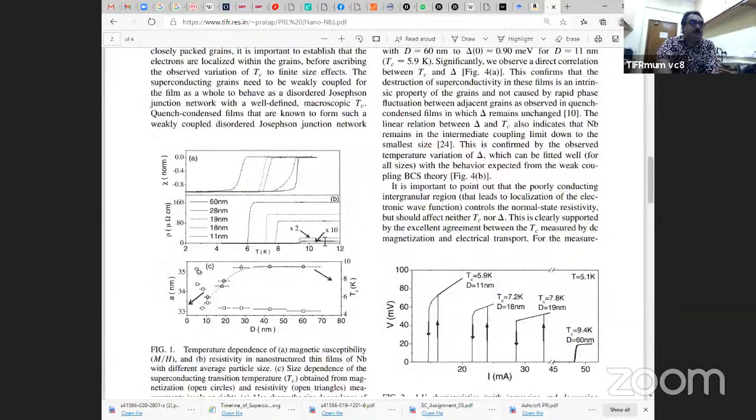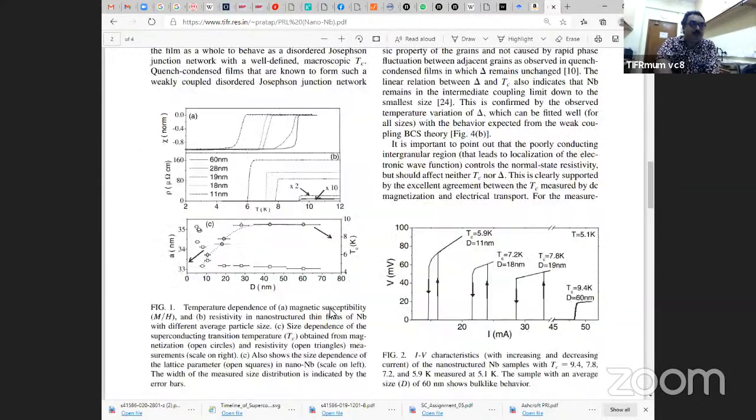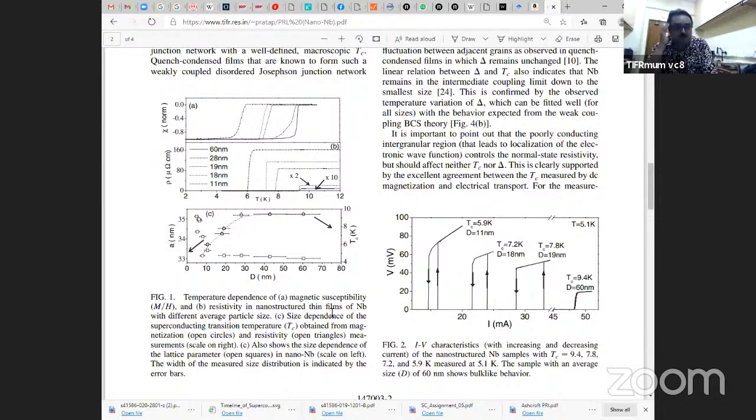So, for example, you start with niobium films. These are niobium films that are deposited with sputtering, but they are not, let's say, smooth uniform films. These are small particles that come in contact with each other and form the film. So when you have a particle size of 60 nanometer, then the TC is the bulk niobium TC, which is 9 Kelvin. Then as you reduce the particle size, the Kubo gap starts appearing.